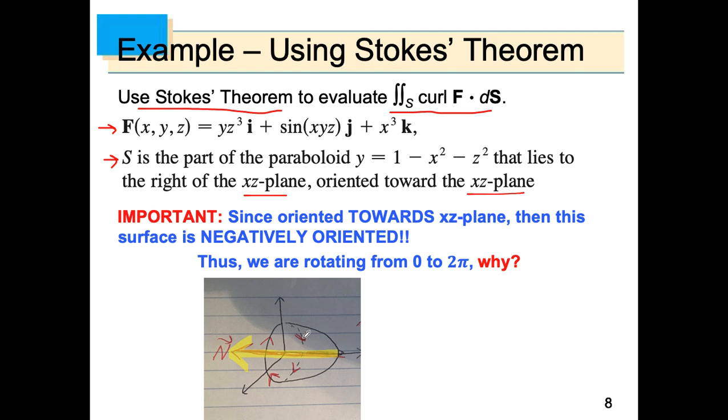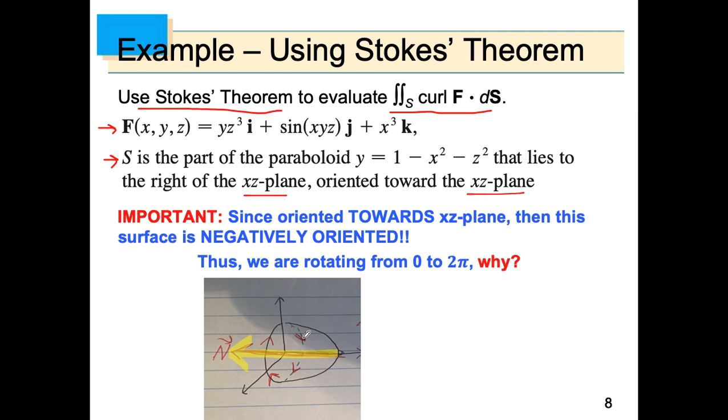Now, it's important to know why we're rotating from 0 to 2 pi. Typically, a lot of times you think to yourself, well, of course we're rotating from 0 to 2 pi. But there's a reason why you should understand that this is actually a different situation, and you're not always going to be rotating from 0 to 2 pi. Sometimes we'll rotate from 2 pi to 0.